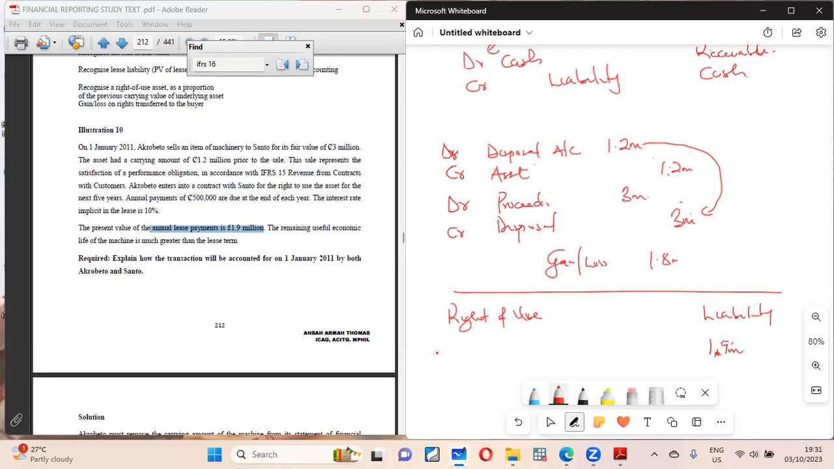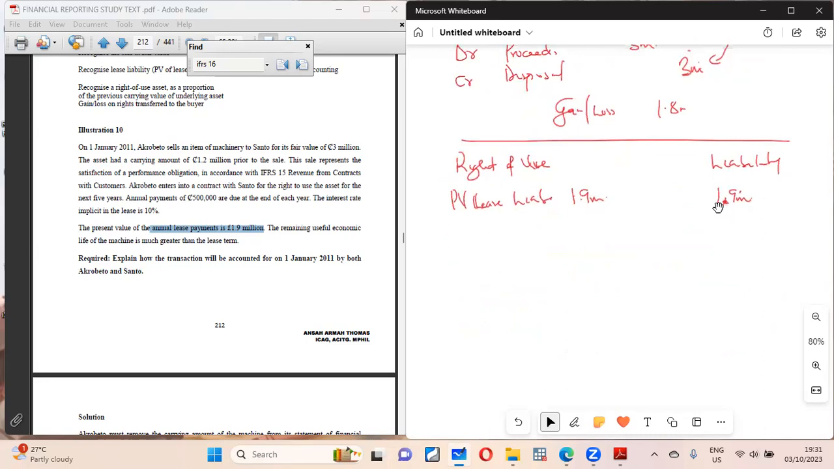So you have this one to what? The PV of the lease as your right of use, 1.9 million. Then later on, we will do the subsequent measurement. So you will do the amortization table for this. This one, you depreciate it. How many years of useful life did they lease it for? Five years, right? So you depreciate it over 5 years.